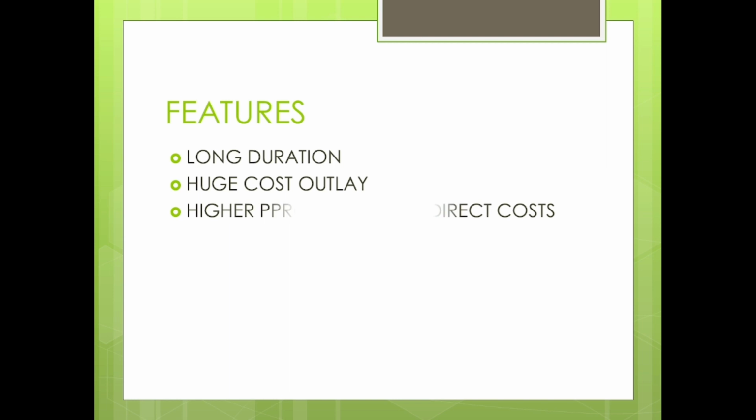Now let's see what are the features of contract costing. The first one is long duration, as already told. Second one is huge cost outlay. So as you can understand, if it is a construction of road, bridge, drainage, obviously it involves huge expenditure. Always in a contract costing, there is a higher proportion of direct cost.